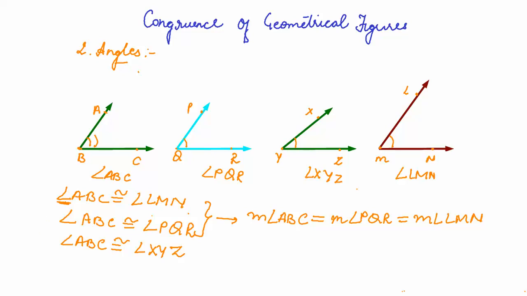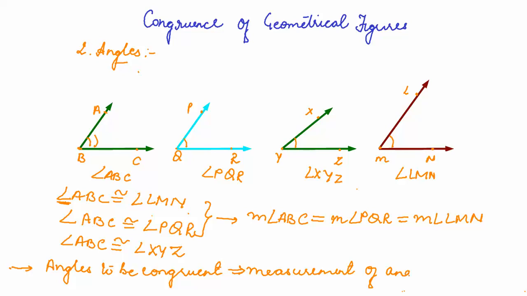So the property of congruence for angles is that for angles to be congruent, it is required that the measurements of the angles are equal, and vice versa. So basically, if the measurements of angles are equal, we can say that the angles are congruent to each other, or if angles are congruent, we can say that their measurements should be equal.